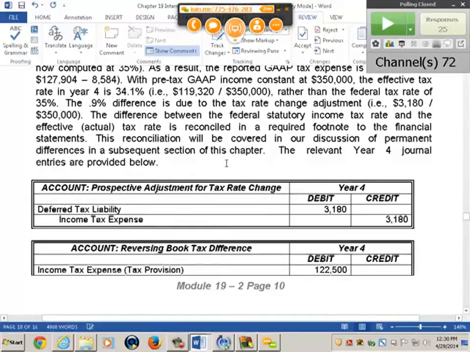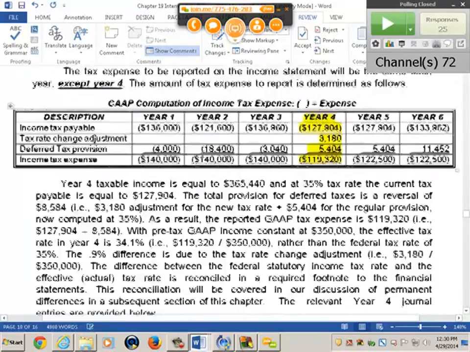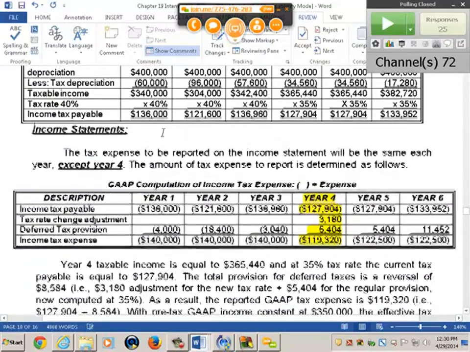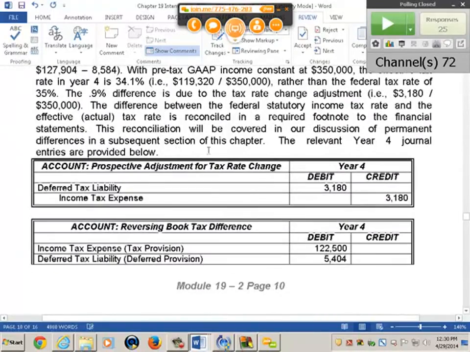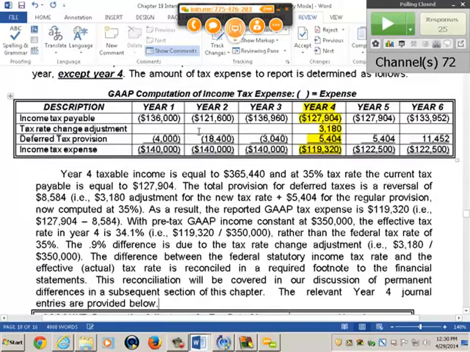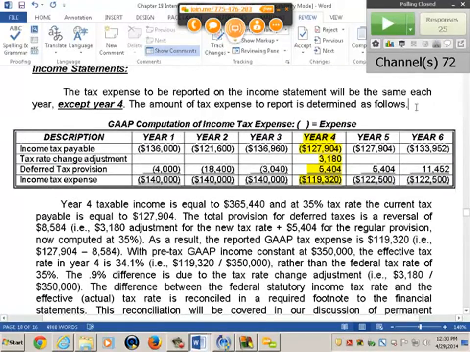All right, so the journal entries, I would make 2 entries. Let's move this up one more time. Still can't get it. Want to get it all on one page. Just give me a second.